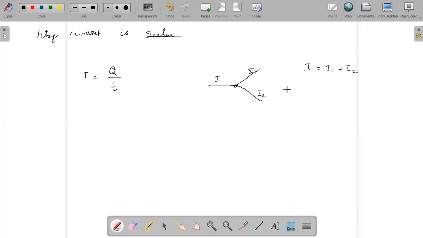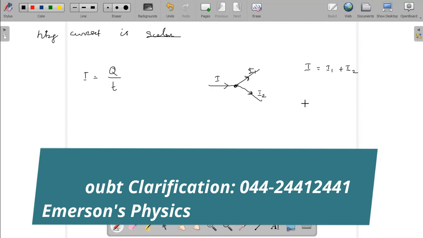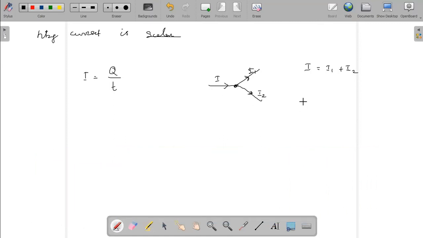Again, simply when you take current, it has magnitude. Normally, we will show the direction. This direction of the current shows the flow of positive charge. That's all, nothing else. So the direction is not the direction of a vector quantity. It shows the direction of positive charge. So we draw the direction of the current according to the direction of the positive charge.